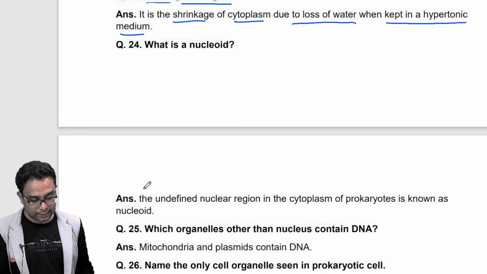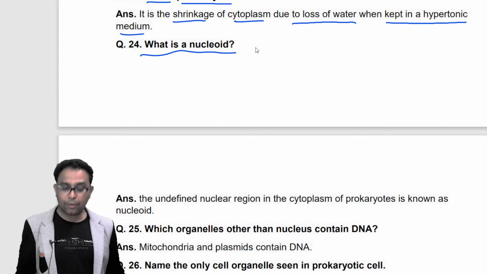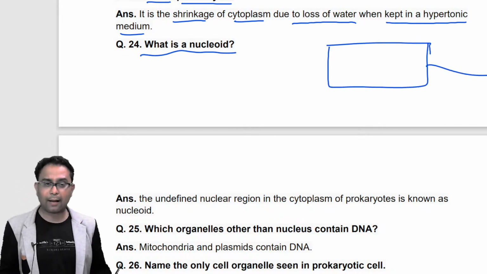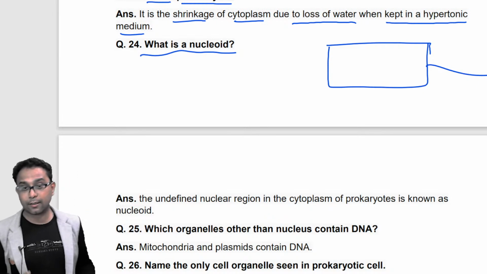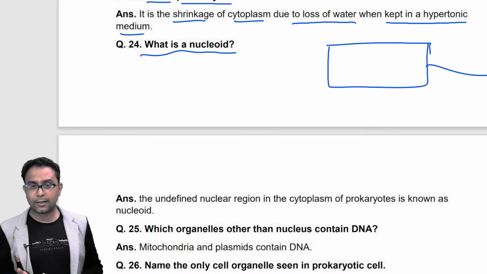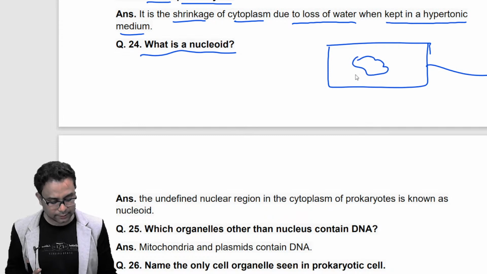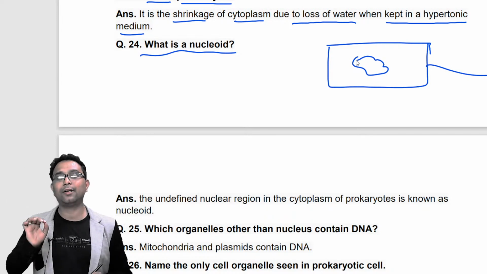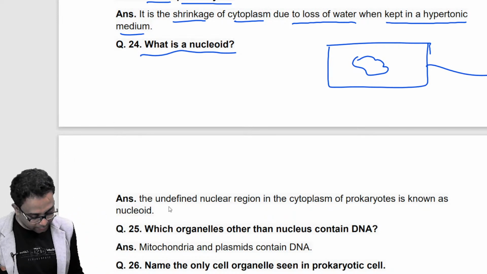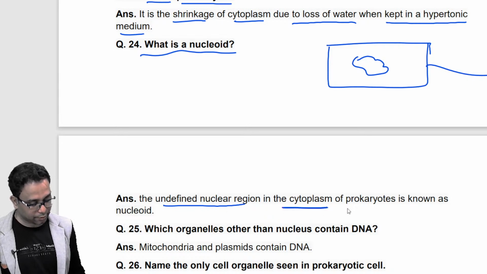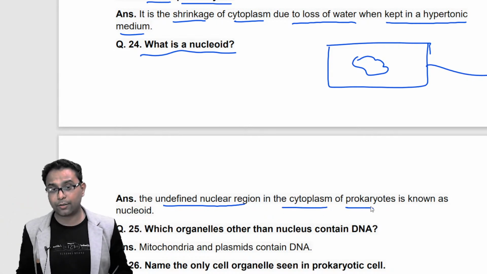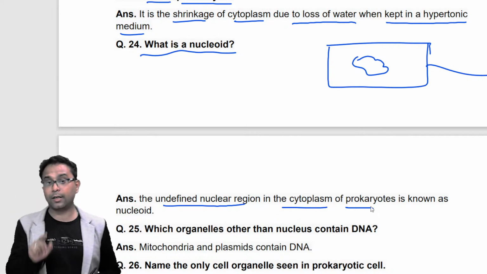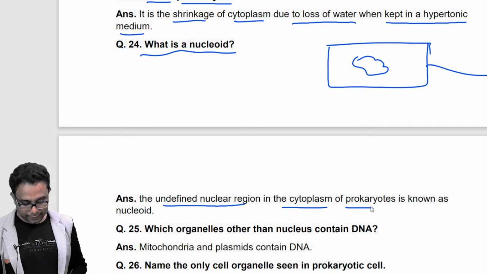Next we discuss the next question. What is the nucleoid? If you consider any prokaryotic cell, it has no nucleus, so where is its genetic material present? It is present in the cytoplasm. This nuclear material in the prokaryotic cell is called the nucleoid. It is an undefined nuclear region in the cytoplasm which is present in the prokaryotic cell. So please mention the prokaryotic cell. It must be written in your copy. Right.